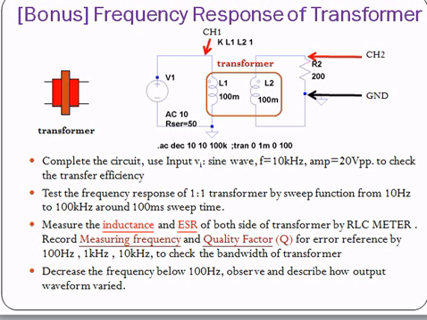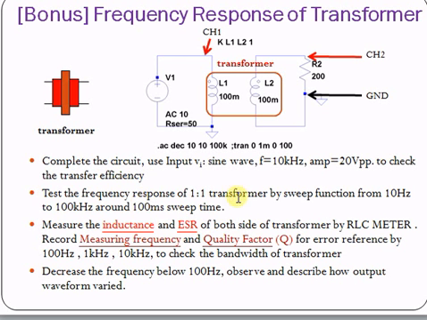Now, let's look at the bonus lab. In this experiment, we want you to measure the efficiency of the transformer using a 10 kHz input sine wave. Then we'll measure the frequency response of the transformer by sweeping the frequency from 10 Hz to 100 kHz around 100 milliseconds.